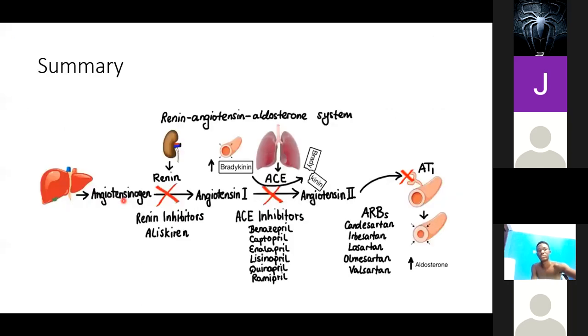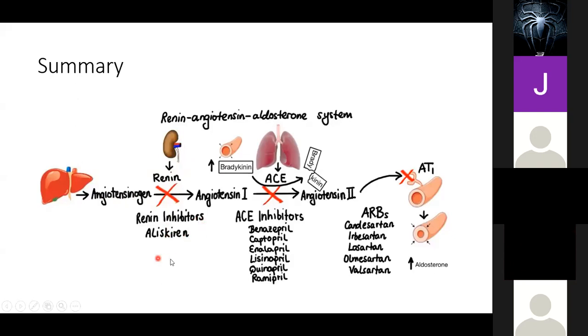All right, so please, this is just a summary. Normally, at the end of the class, I give a summary of whatever is going on. So we have the angiotensinogen coming out from the liver. We have the renin, which is mostly found in the kidney. And we have the inhibitors, aliskiren, blocking the activity of the renin.